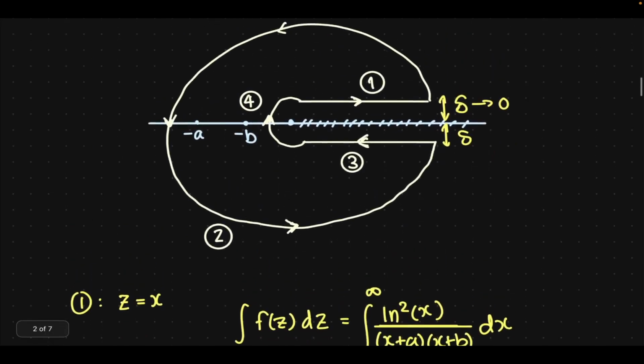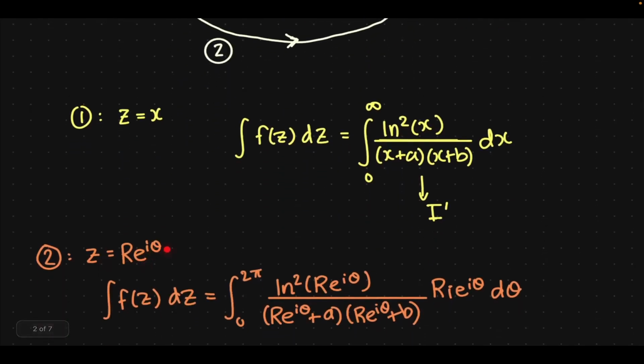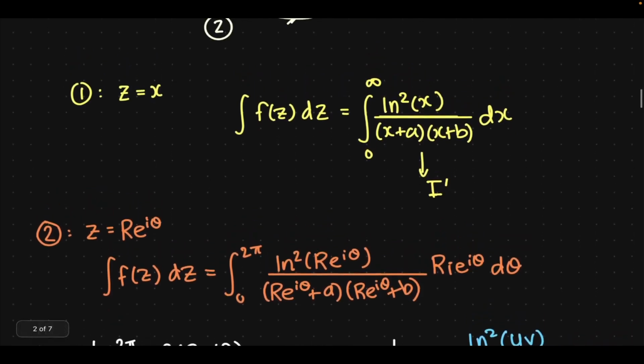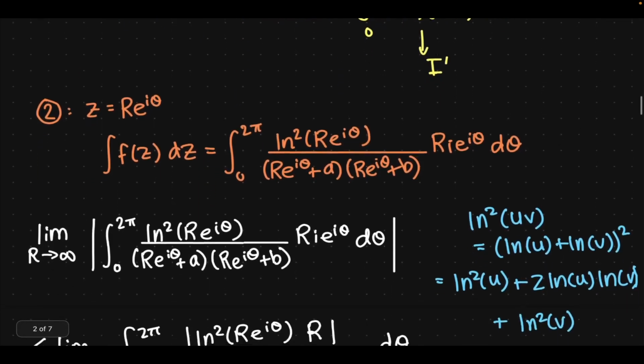Well, it's less of a segment, more of an infinite closure. So we have the natural parameterization z equals R e to the i theta, which is a circle of radius R centered at the origin. And of course, we're going to take the limit as R goes to infinity. So when I write that out, I have integral of f of z dz equals integral from 0 to 2 pi of ln squared (R e to the i theta) divided by (R e to the i theta plus a)(R e to the i theta plus b), times R i e to the i theta d theta. Fair enough. Now we have to show that this goes to 0.